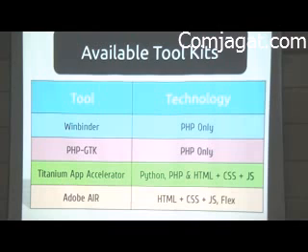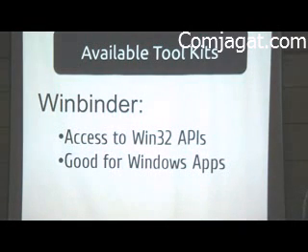Now, what are the technologies supported by these toolkits? Windbinder supports PHP only, PHP GTK is the same, and Titanium App Accelerator has support for Python, PHP, HTML, CSS, and JS. And Adobe Air has HTML, CSS, JS, and support for Flash via the Flex framework. Now, what if we want to choose Windbinder? Windbinder has very good access to the Win32 APIs, and it is really good for Windows applications.